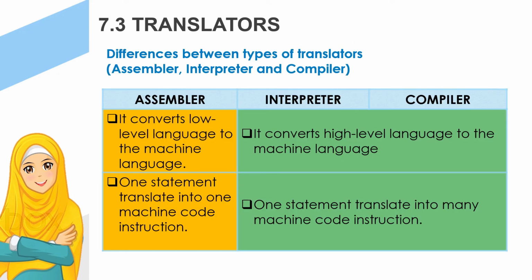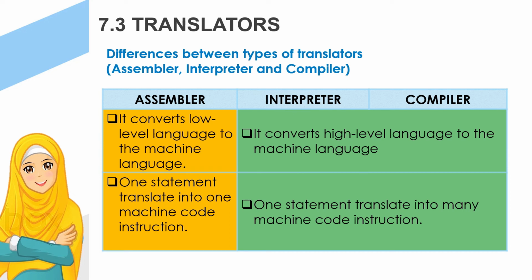Besides that, sebelum kita finish up our topic, madam beri di sini juga in case question ask you the differences between type of translator tadi. So assembler convert low level language to machine language. Sementara interpreter atau compiler tadi it converts high level language to the machine language.